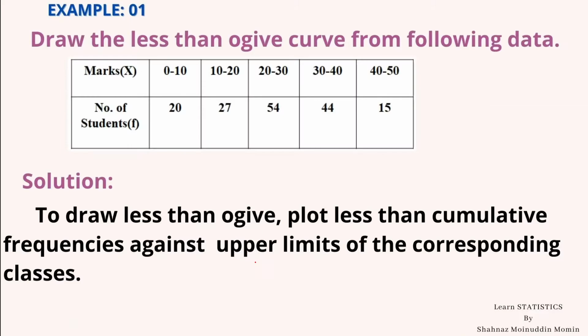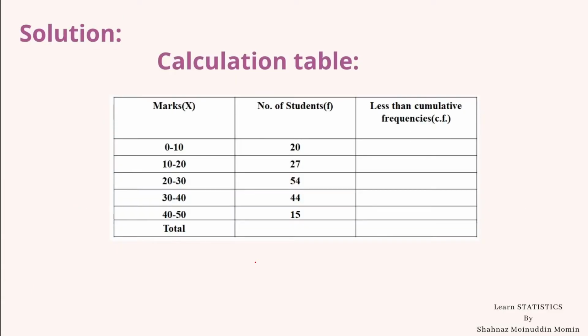Let us start with the example. Draw the less than Ogive curve from the following data. Here we are given data of marks in terms of classes and the number of students as frequencies. We have to draw the less than Ogive curve. To draw the less than Ogive curve, plot less than cumulative frequencies against the upper limit of the corresponding classes. First, we shall calculate the less than cumulative frequency. Write down the marks and number of students in a vertical manner. Then we calculate the less than cumulative frequency first.